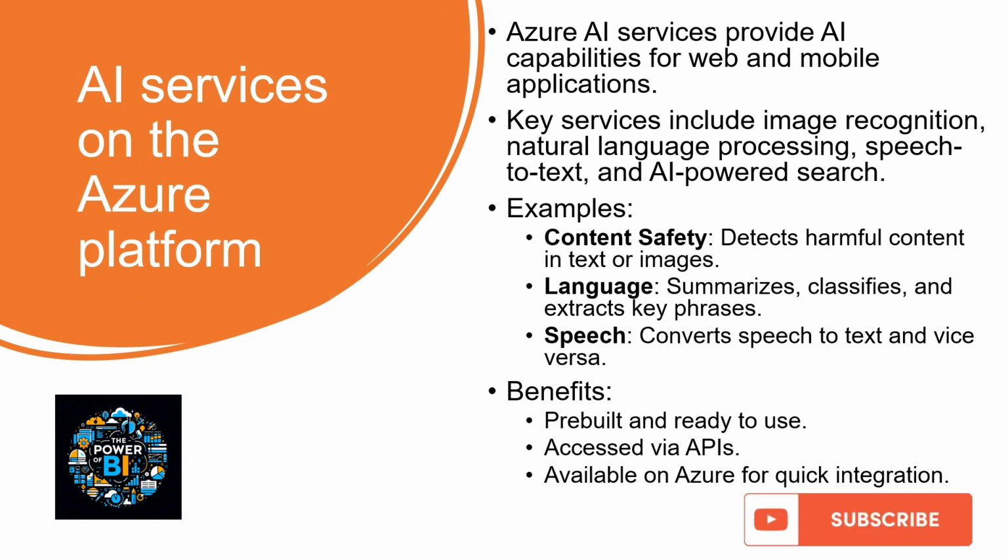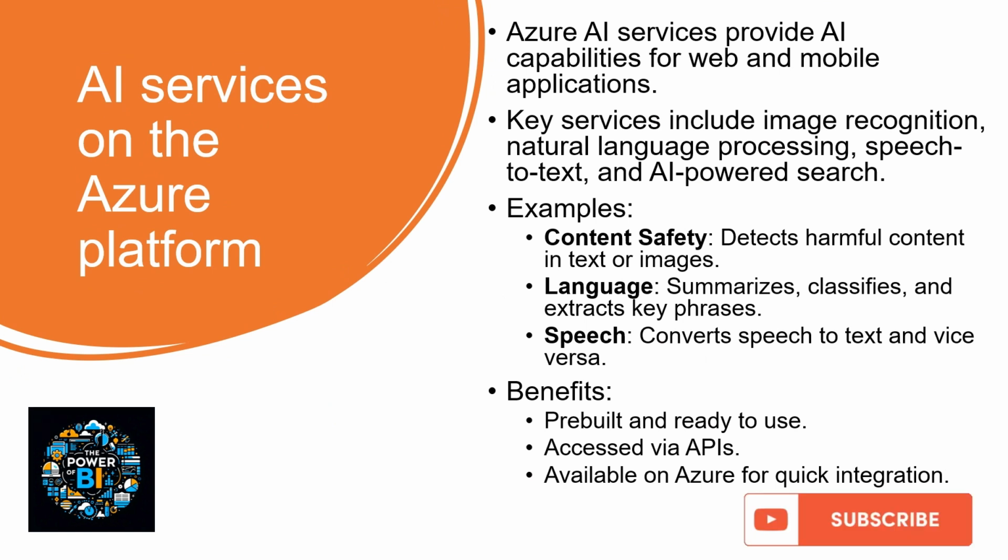These AI services include natural language processing, image recognition, speech, AI-powered search, and more. There are many services that can be used separately or together in an Azure AI application. Some examples are content safety, language, and speech. In speech, they are converting speech to text and vice versa, and language processing is summarizing, classifying, and extracting key phrases as well. And safety is detecting harmful content in text or images.